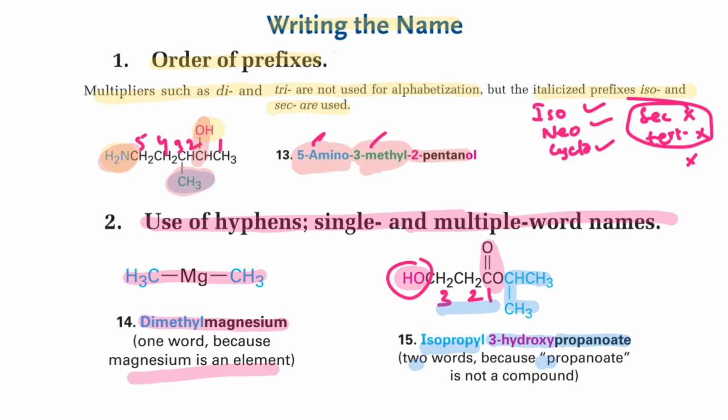Two words because propanoate is not a compound. Keep in mind, when it is an element or a compound, then it is one word. When it is not a compound, then we can give it as a two-word or three-word name. Now this is a salt type compound, therefore it is given as a two-word name. For example, ether. Ether is a class of name but not a compound name. That's why ether has a two-word name.